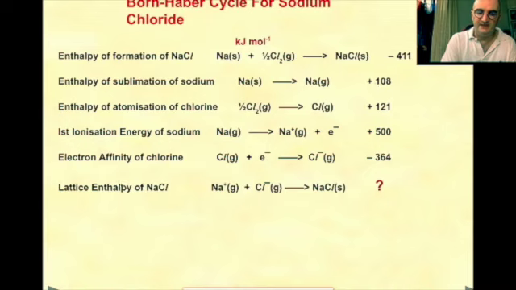Now, given these, we can work out the lattice enthalpy of sodium chloride. Now, this is Na+(g), Cl-(g), NaCl(s). So these 2 are bonding together, so they're coming together. So it's exothermic, releasing energy. And we can use these 1, 2, 3, 4, 5 preceding enthalpies to work out the unknown lattice enthalpy. Now, are you ready?